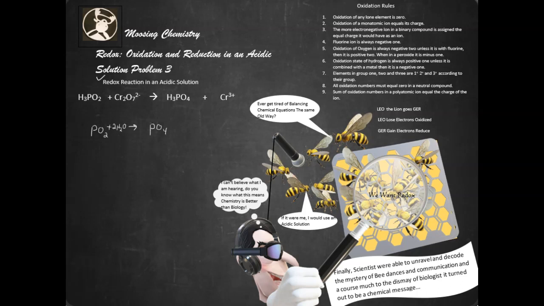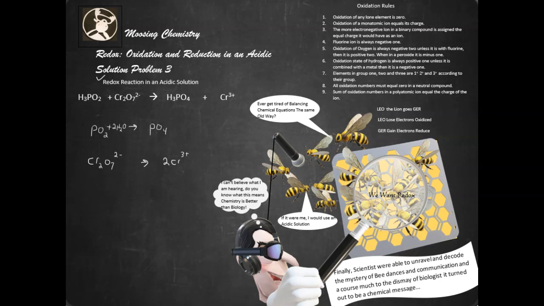Now, let's look at the other half reaction here. So we got Cr2O7 2 negative yields 2 Cr3 plus. Why do we put a 2 there? Because we have a 2 right here. Alright, so let's go ahead and carry on.